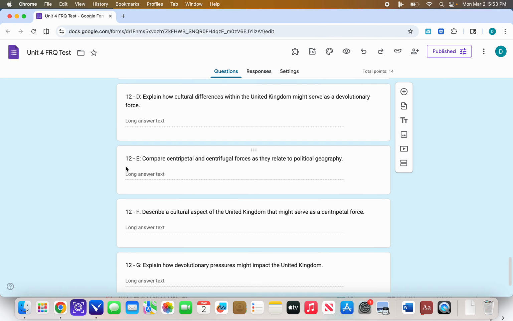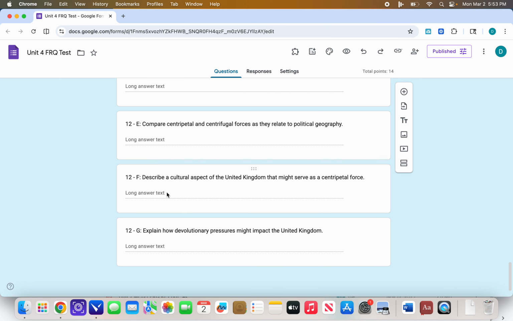And moving on to 12E, compare centripetal and centrifugal forces as they relate to political geography. So again, should always be a 4-sentence answer. So first, you're going to define centripetal forces as they relate, then centrifugal as they relate to political geography. Talk about what they have in similarity, and they are both forces that affect the unity of a country, and what they have different. Obviously, one pulls people together and increases unity and stability. The other one causes them to fly apart and increases disunity, disunion, devolutionary forces.